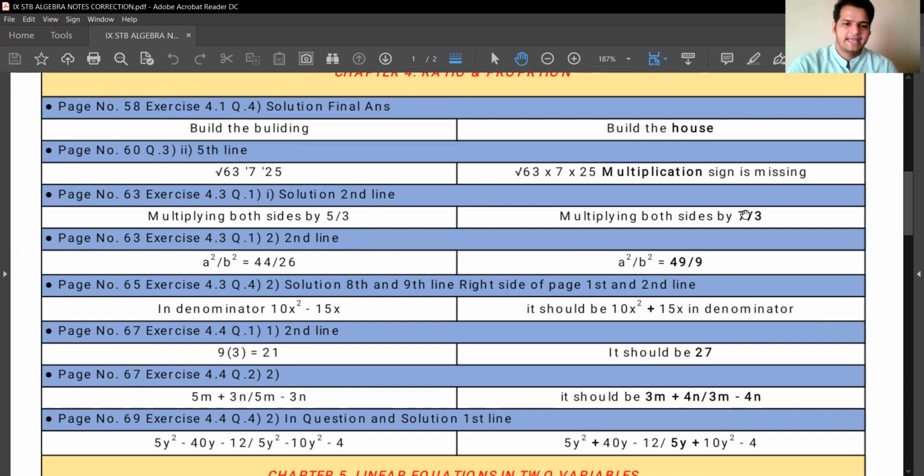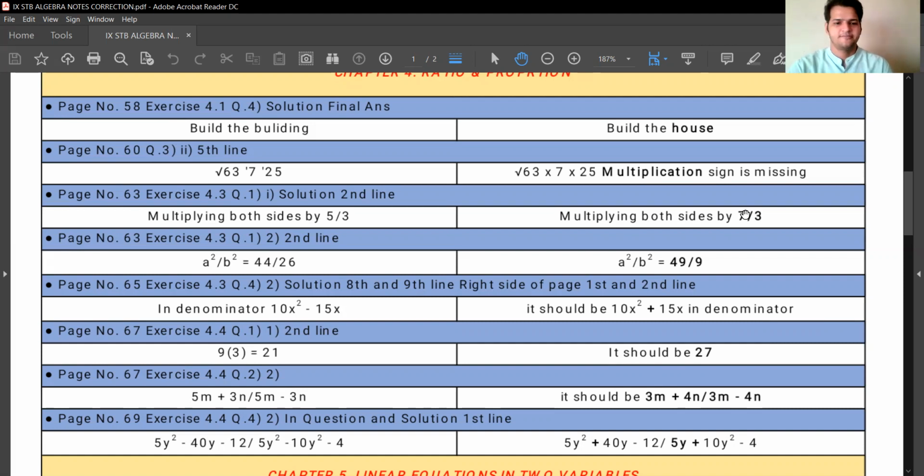On the same page, exercise 4.3, question number 1, sub question number 2, second line. The ratio printed on the second line is a square upon b square is equals to 44 upon 26. So instead of 44 by 26, it should be 49 by 9. I'll repeat. The correct ratio should be a square upon b square is equals to 49 upon 9. Coming to the next one.